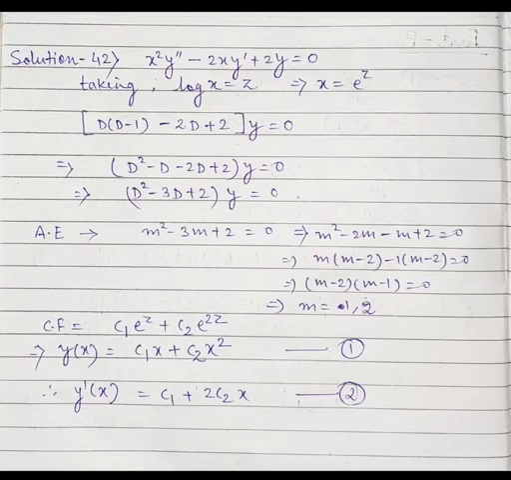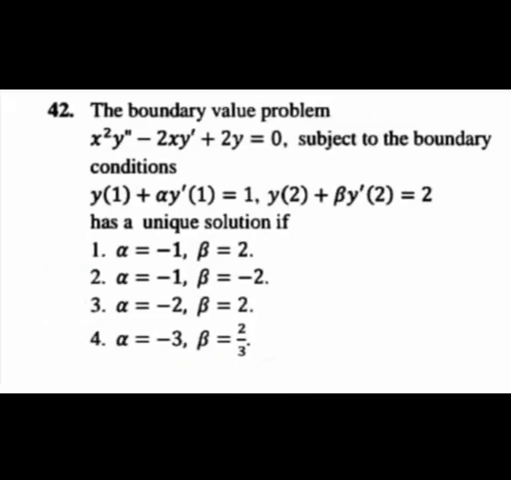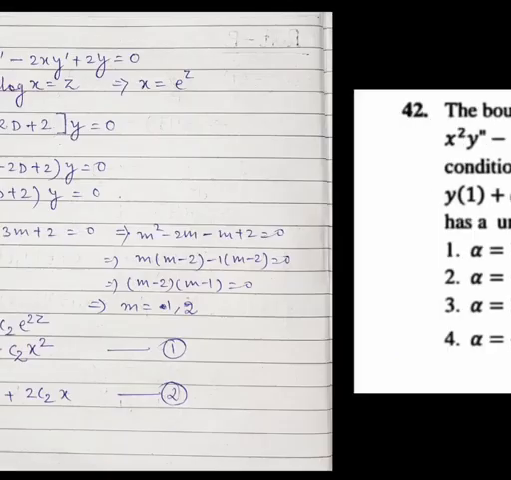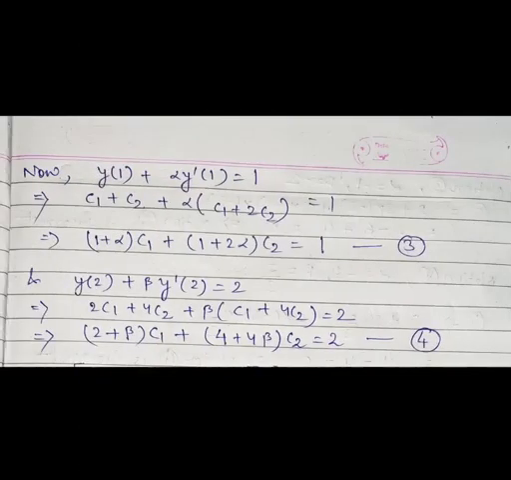So further, if we see the question, we are having two boundary value conditions here. Two boundary conditions are given. First one is y(1) + alpha y'(1) = 1, and second is y(2) + beta y'(2) = 2. So we will use these two boundary conditions for solving our question. So let's use the first boundary condition, y(1) + alpha y'(1) = 1.